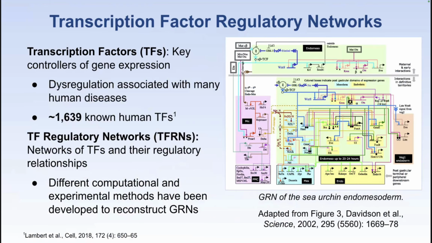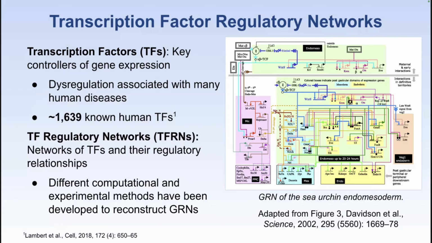So as most of you probably know, transcription factors are proteins which bind directly to DNA to control gene expression. There are about 1,639 known human transcription factors that together form a transcription factor regulatory network. And since transcription factors can regulate the expression of other transcription factors, activation and inhibition arrows can be established to denote their regulatory relationships. So the figure on the right here is a classic example of a regulatory network from the sea urchin and mesoderm, and it demonstrates how these regulatory networks are highly complex.